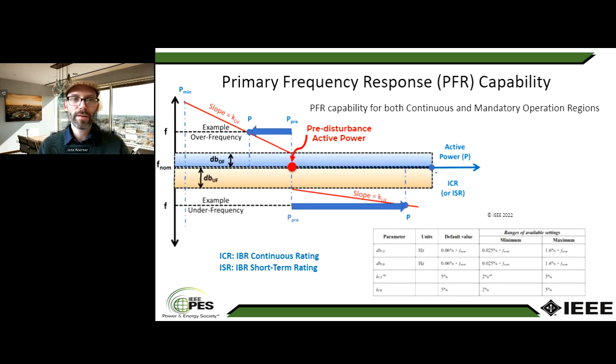The primary frequency response capability is specified similar to IEEE 1547. Now, one important concept to highlight is the so-called IBR short-term rating. That might be a specified and agreed upon megawatt value between the grid planner and the developer that exceeds the continuous rating of the plant and could therefore potentially be used in order to provide additional active power, at least for short-term time periods. And the standard also includes these ranges and default value for the deadbands and the droop factor.